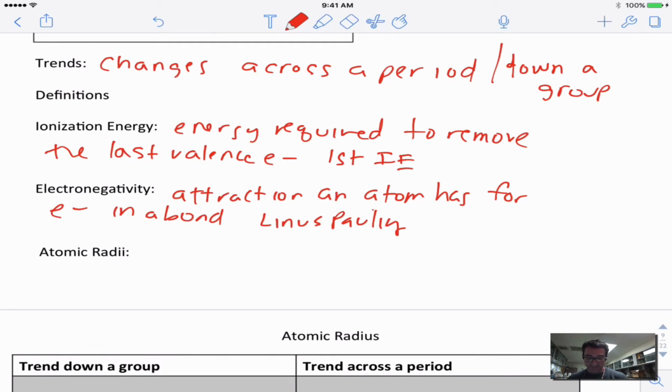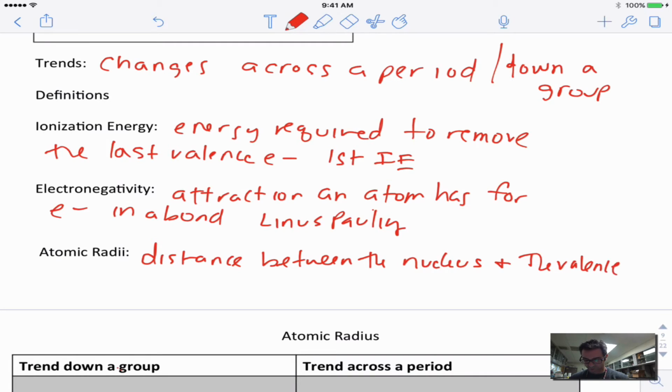Atomic radii, this is the distance between the nucleus and the valence electrons. A lot of times they'll do something called a bonding atomic radii, where they have two atoms bonded together, and they're able to measure the distance between the two nuclei and cut it in half, and that will give them an idea of the atomic radius.